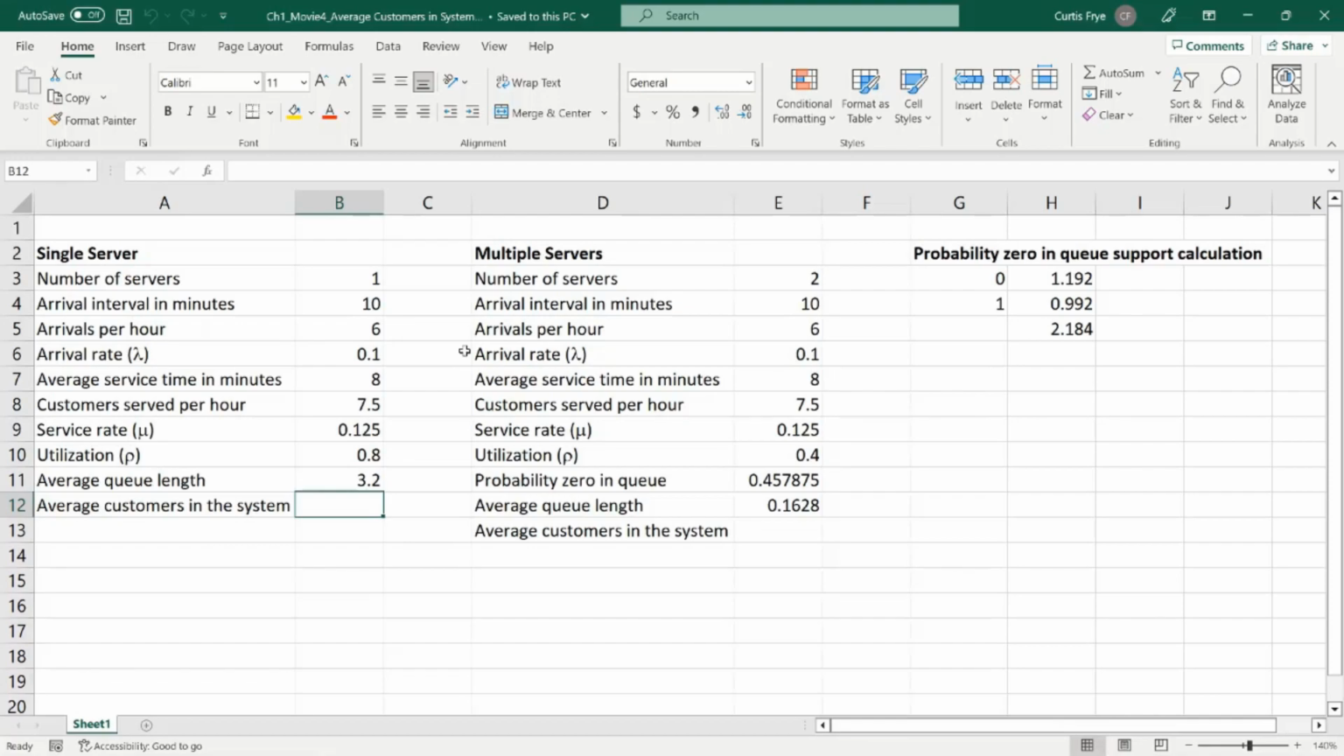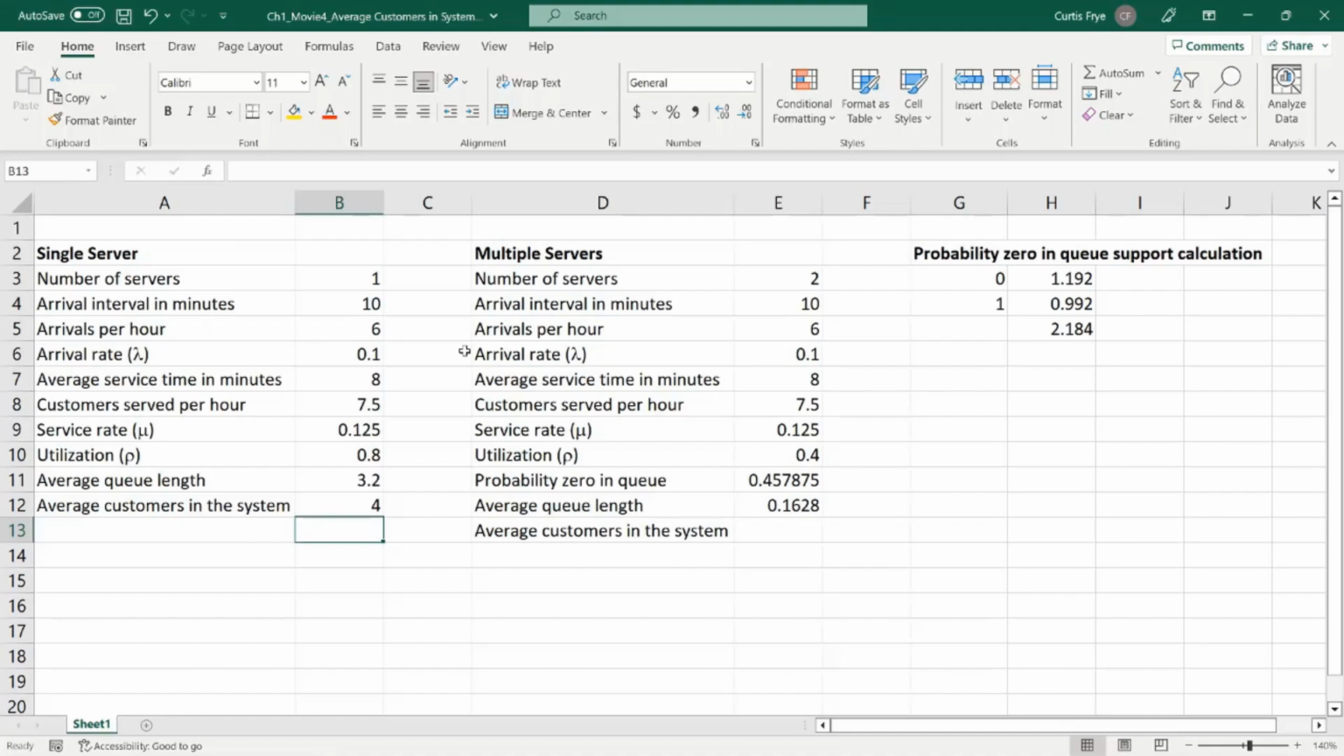So in cell B12, for average customers in the system with a single server, I'll type equal, and this will be utilization, which is B10, divided by the quantity, so parentheses of 1 minus the utilization, and enter. And I get an average number of customers in the system as 4. So we'll have an average queue length of 3.2, and then average customers in the system of 4.